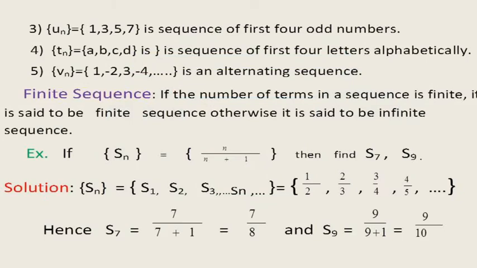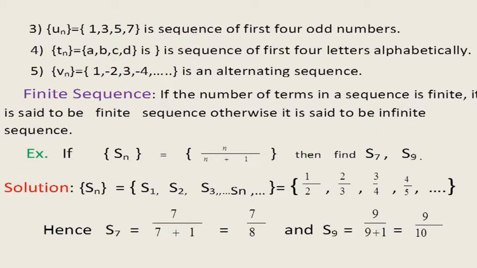Another example of the sequence, let sequence un is equal to 1, 3, 5, 7. This is a sequence of first 4 odd numbers. Another example, suppose let sequence tn is equal to a, b, c, d. This is a sequence of first 4 letters alphabetically. Sequence vn is equal to 1, minus 2, 3, minus 4. This is called an alternating sequence.